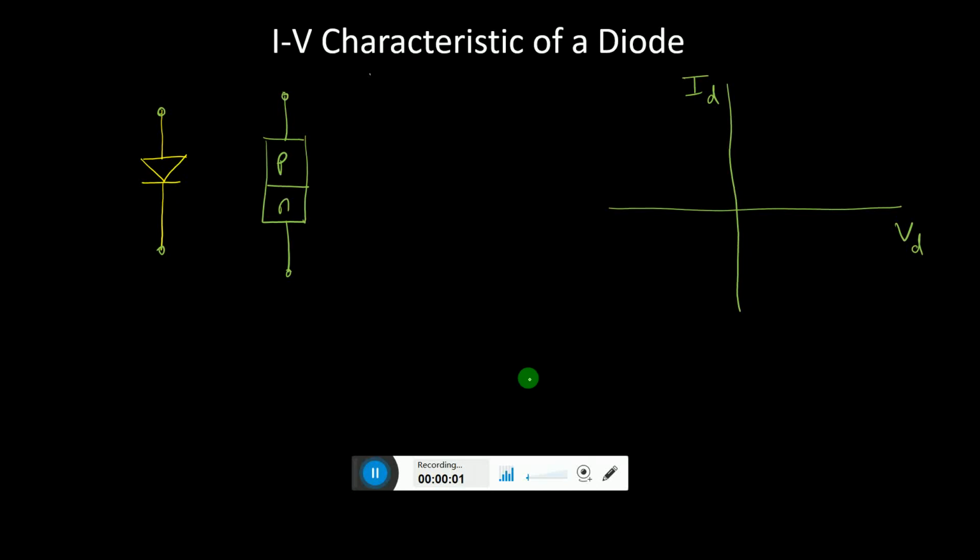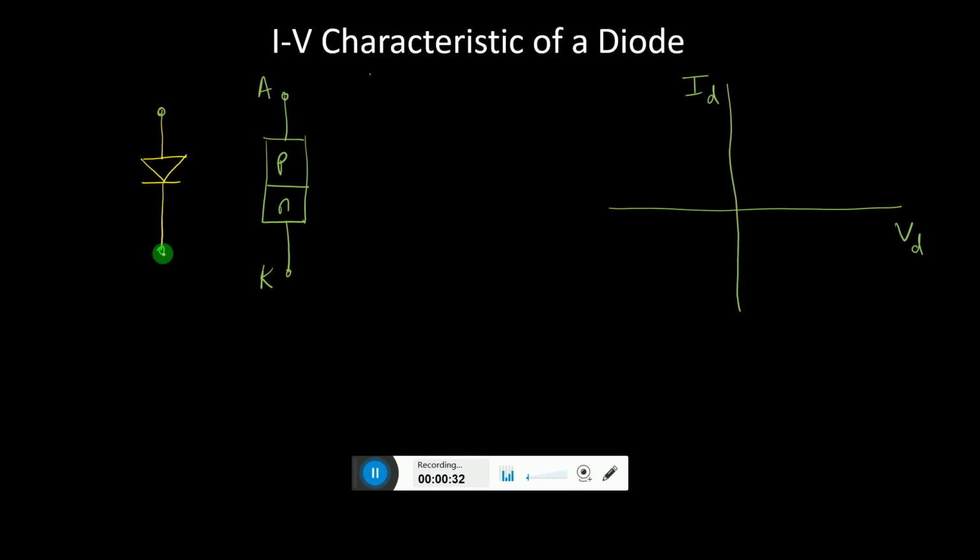In this video, we are going to learn the IV characteristics of a diode. Now, to proceed further, we see this is the symbol of a diode. This means that it is nothing but a PN junction where the P terminal is called the anode and the N terminal is called the cathode. In a circuit, this is given a symbol like this.